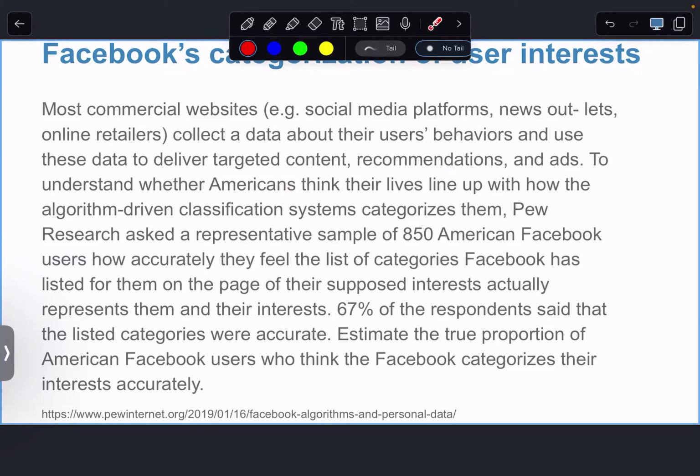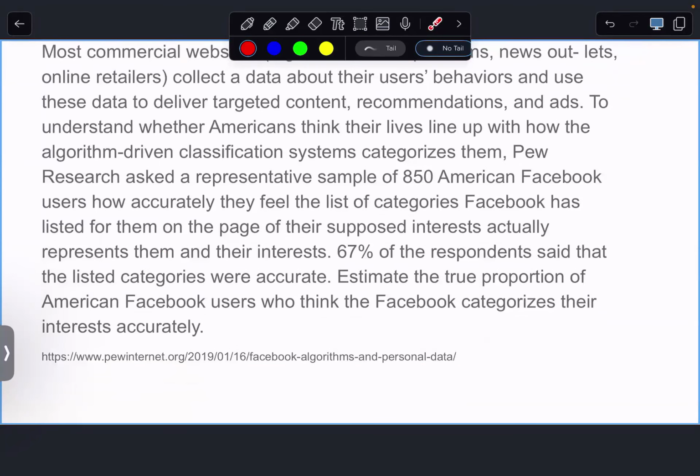To understand whether Americans think their lives line up with how the algorithm-driven classification systems categorize them, Pew Research, which is a famous research firm, asked a representative sample of 850 American Facebook users how accurately they feel the list of categories Facebook has listed for them on the page of their supposed interests actually represents them and their interests. Holy run-on sentence. 67% of the respondents said that the listed categories were accurate. Estimate the true proportion of American Facebook users who think Facebook categorizes their interests accurately. Man, they're so good in the beginning and then the slides just get weird.